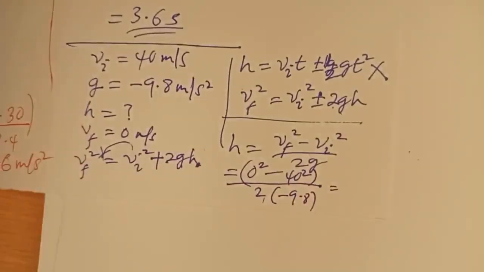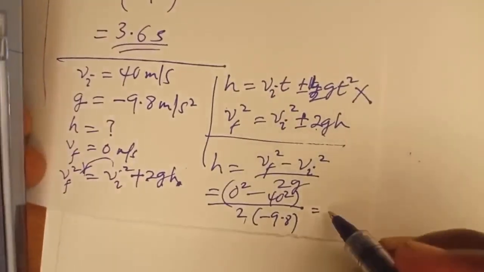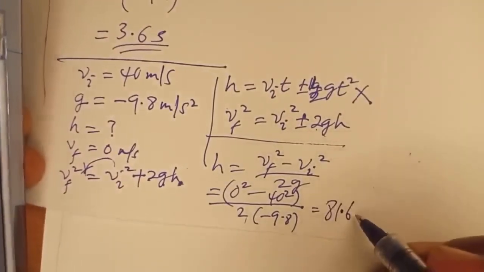Again, we take our calculator. We now say open bracket 0 squared minus 40 squared, close bracket divided by 2 into negative 9.8 close bracket, and then your answer will be positive 81.6 approximately. If you don't have a positive result, you are wrong. 81.6, and this is height, it should be in meters.